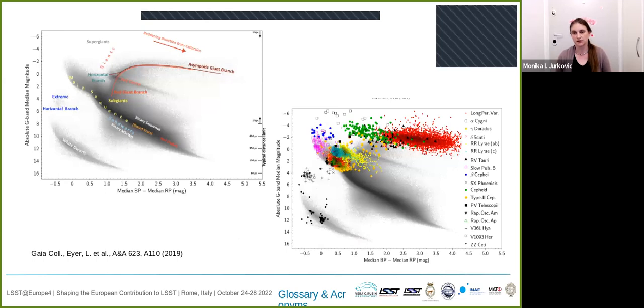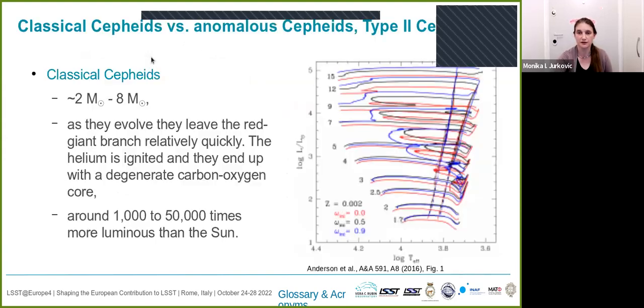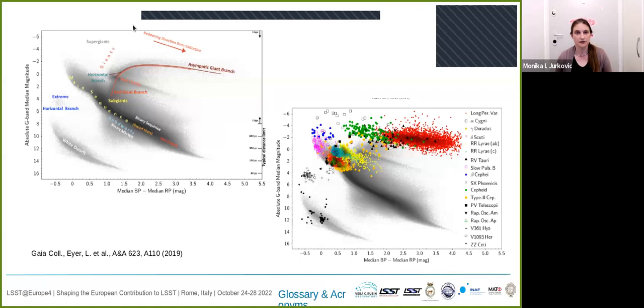So what are these stars? In the color magnitude diagrams from Gaia DR2, we can see that the stars we are interested in are actually in this region. The type 2s are marked with these orange dots. And considering their evolution, type 2 Cepheids are here.